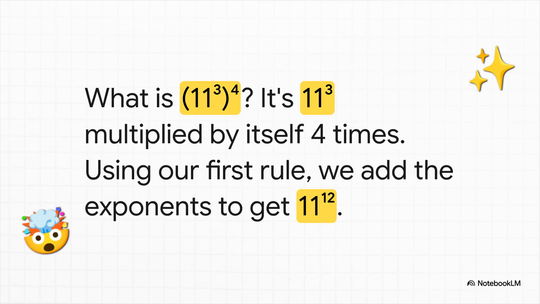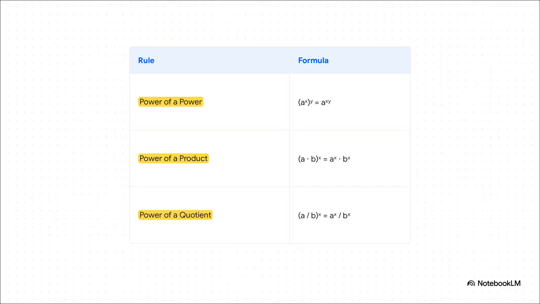3 plus 3 plus 3 plus 3 gives us 12. And this leads us to our next big shortcut. For a power of a power, you just multiply the exponents. 3 times 4 is 12. The other two rules here are pretty similar.